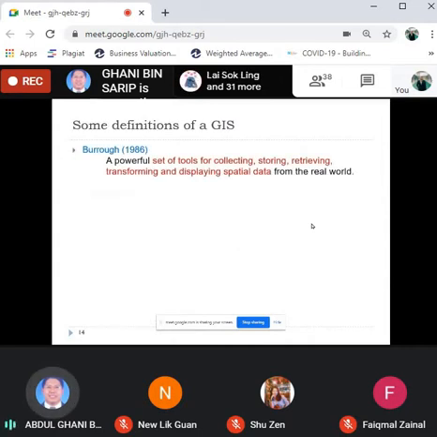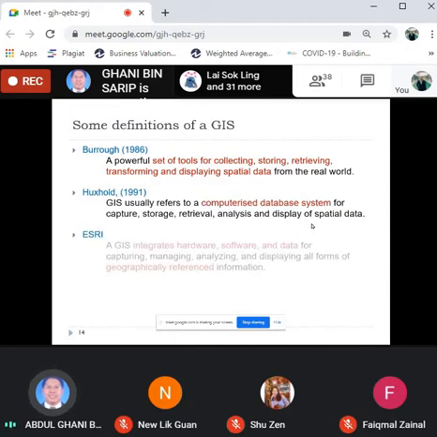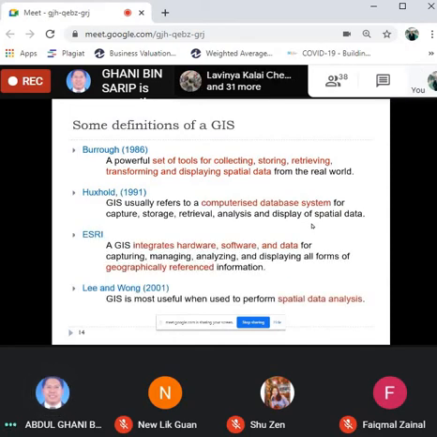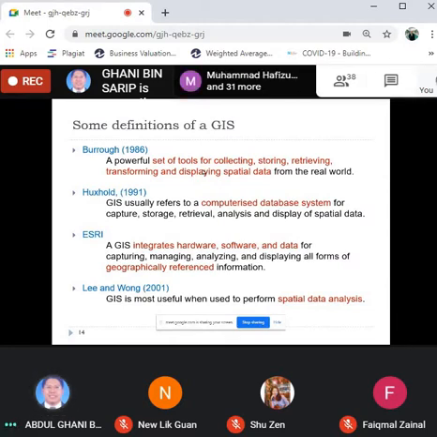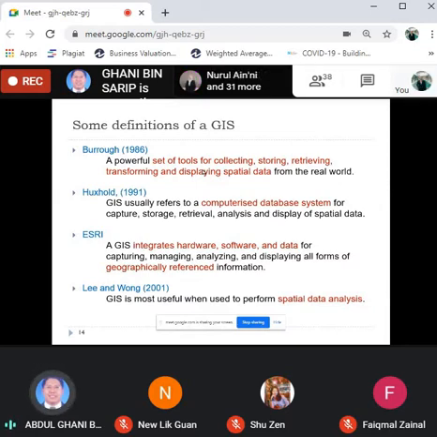Here are some definitions of a GIS, from history until a later date. In 1986, it was described as a powerful set of tools for collecting, storing, retrieving, transmitting, and displaying such data. It's all about a database, or we call it a spatial database. A GIS project would normally start with a GIS database. You need a set of data in the form of digital maps and any other tabular information associated with the map. Those are the two common types of data in a GIS.